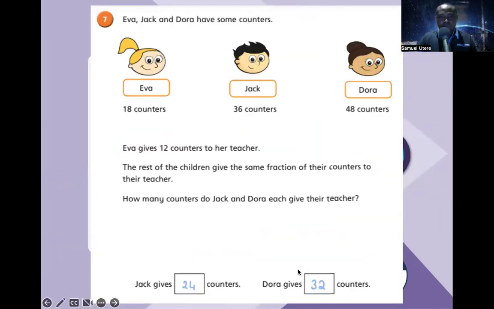Question 7, you were asked, Eva, Jack, and Dora have some counters. Eva gives 12 counters to her teacher. The rest of the children give the same fraction of their counters to their teacher. How many counters do Jack and Dora each give their teacher? Well, to be able to do this, we're going to have to do some working out, right? Okay, so let me get my pen.